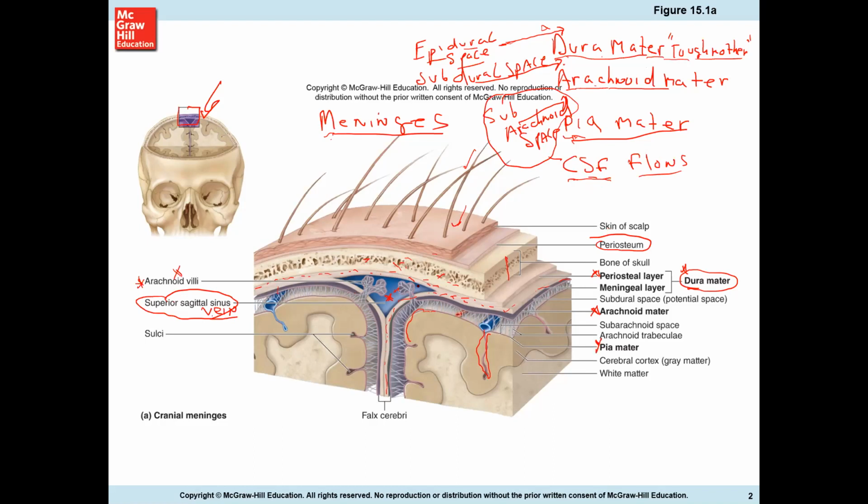Okay, so that's pretty much it with the layers. And again, the APR is okay. I looked at it yesterday. But I'll show you some of the best ways to look at the meninges on the APR and which structures to highlight.